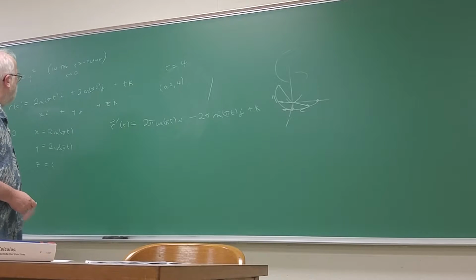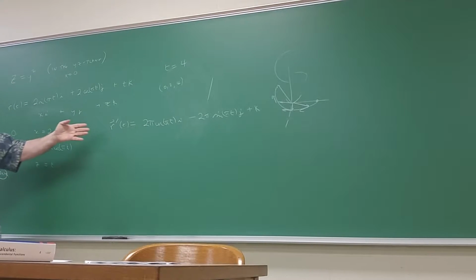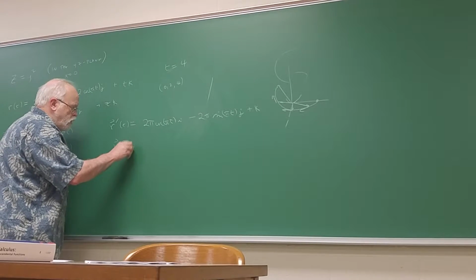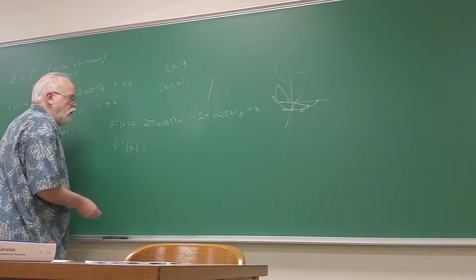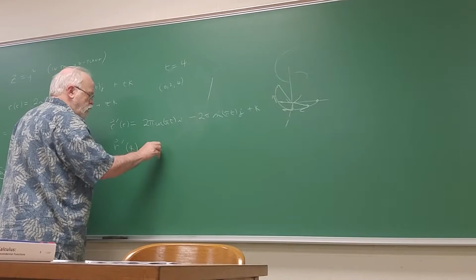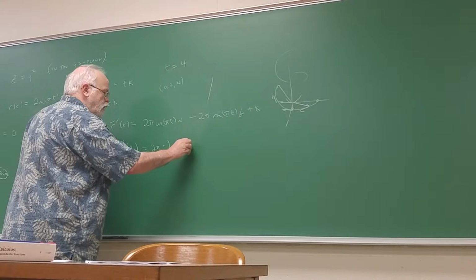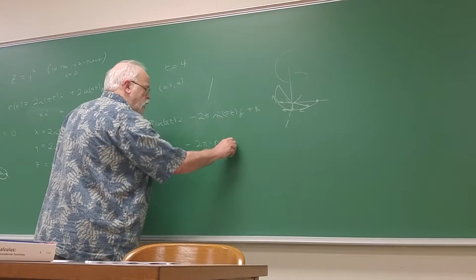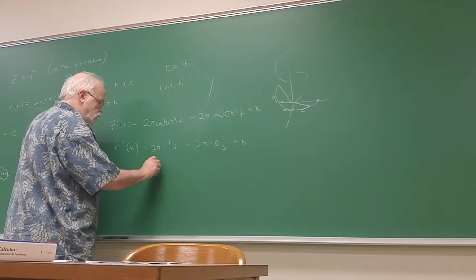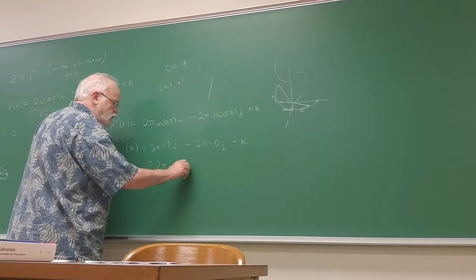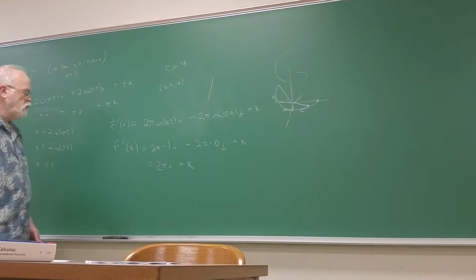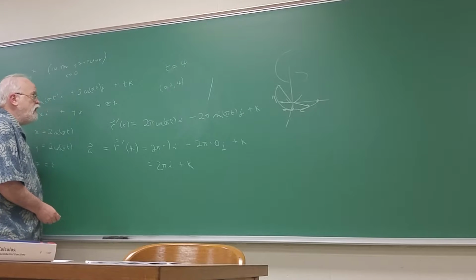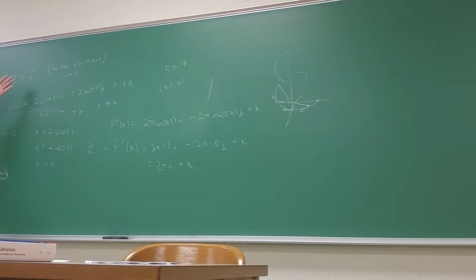And what about the other one? So let's see, we need one vector. T is 4, so we calculate r prime of 4. So we're going to get 2 pi times 1 i minus 2 pi times 0 j, and then plus k. So this is just 2 pi i plus k. So that's one of our vectors. Let's call that one A. And B, that'll be along the parabola.